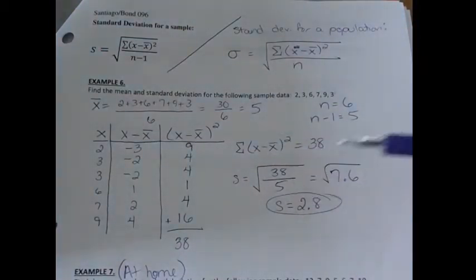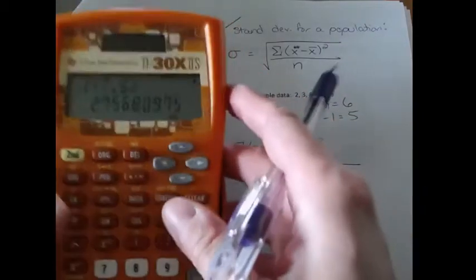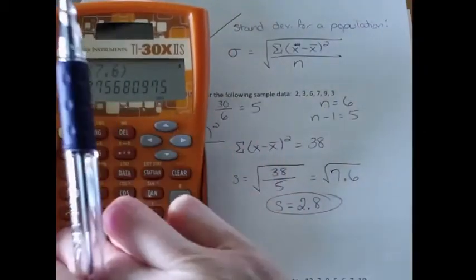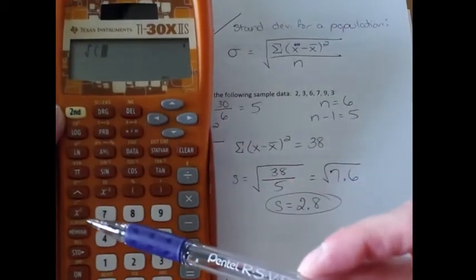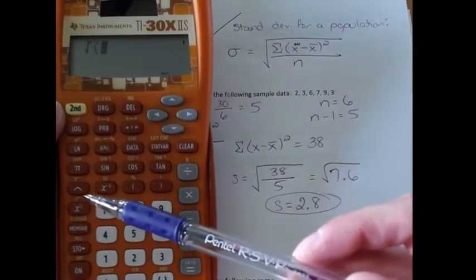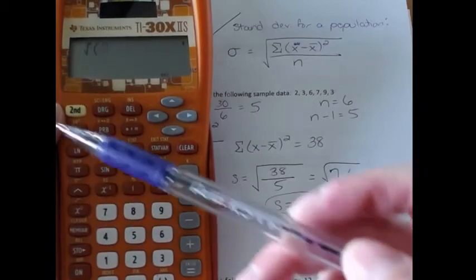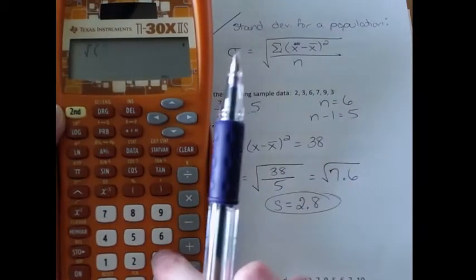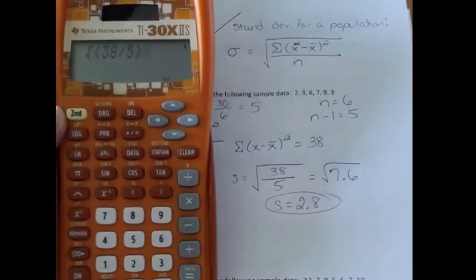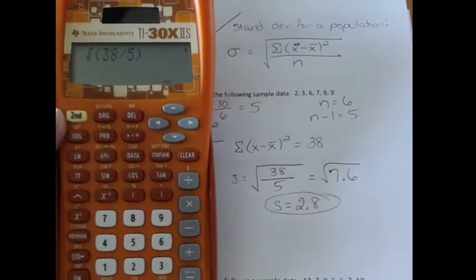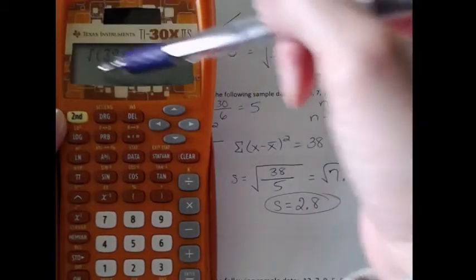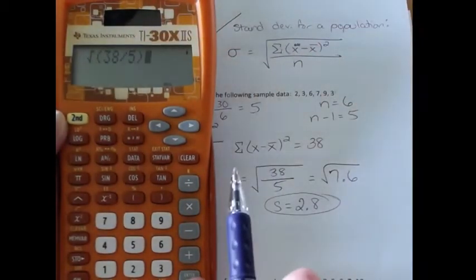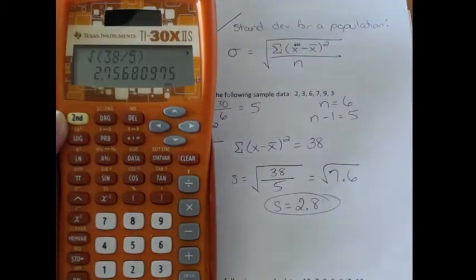Another way of punching this in is you can say, let's do the square root. So second, x squared, that's how you get the square root. Notice you see the square root key above my x squared button. So the square root of, and then we could put 38 divided by 5 and then close the set of parentheses. So this way our calculator knows we're taking the square root of this value, 38 divided by 5. Press enter and that gives us 2.8. Okay?